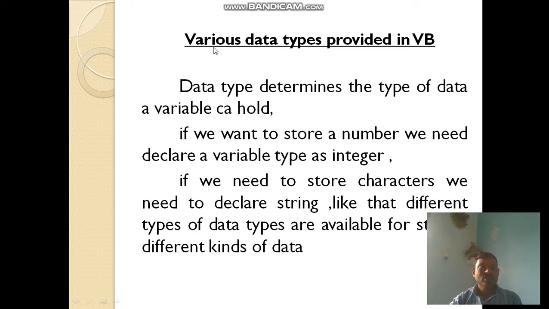Now let us see the various data types provided in VB. What do you mean by a data type? A data type determines the type of data that a variable can hold. While declaring a variable we need to give the type of data which we are going to store in that variable. If you want to store a number, we declare the variable type as Integer. If we need to store characters, we declare a variable as String.